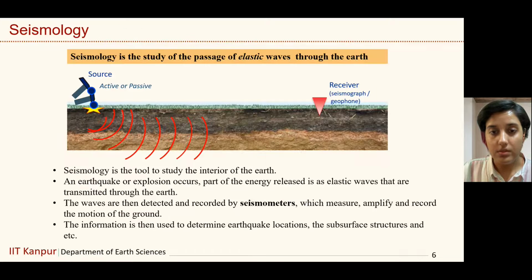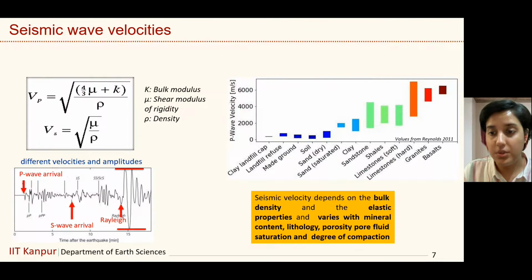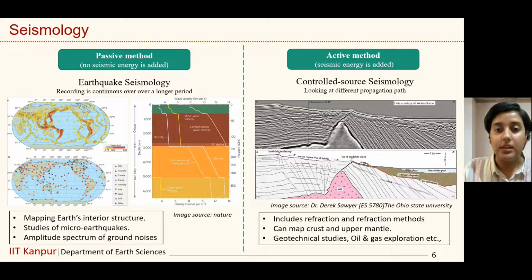So I think we were discussing controlled source seismology. So yes, here we are. As I was saying, the top one is the seismic section, and the below one is the interpreted seismic section. Here you can clearly see how, with the help of seismic data, we can clearly demarcate the salt structure that is present in the subsurface.